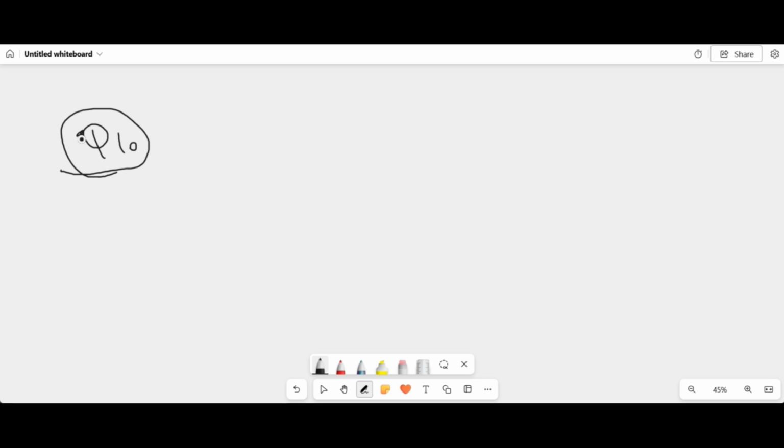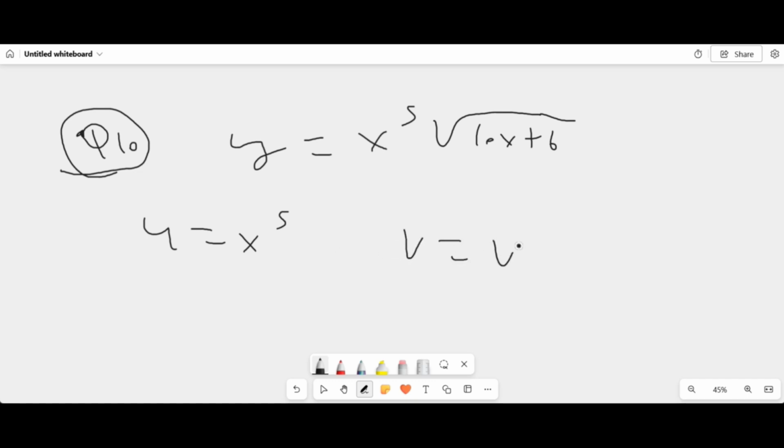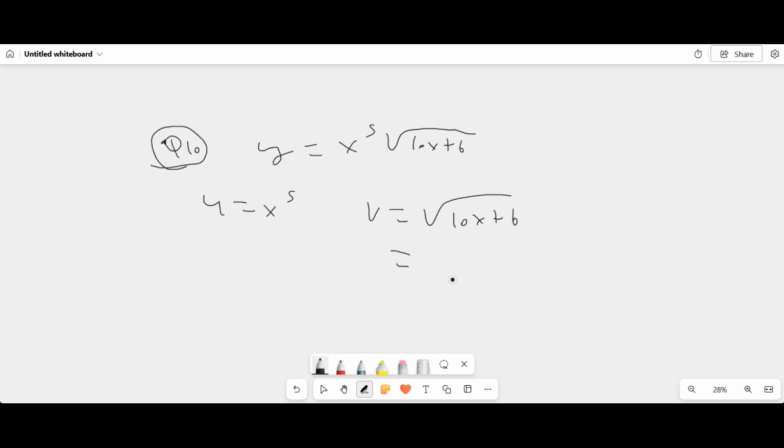So we've got y is equal to x to the power 5 times the square root of 10x plus 6. u is equal to x to the power 5. v is equal to the square root of 10x plus 6, which at this point we already know, a square root of something is equal to the same thing to the power of a half. You can write it as 10x plus 6 to the power of a half.